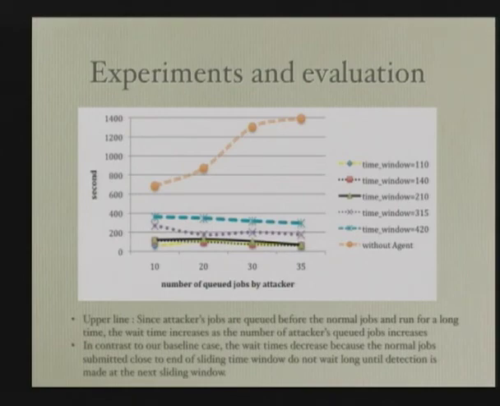But in this case, for the upper lines, since the attacker's jobs are queued before the normal jobs and run for a long time, the wait time increases as the number of attackers' queued jobs increases. In contrast to our baseline case, the wait times are all decreasing here, because the normal jobs submitted close to the end of the sliding time window do not wait until detection is made at the next sliding window.